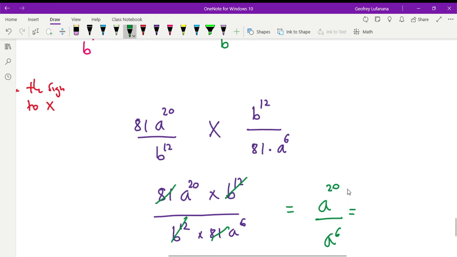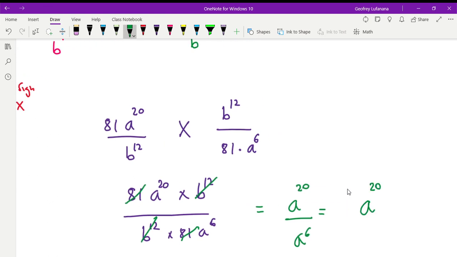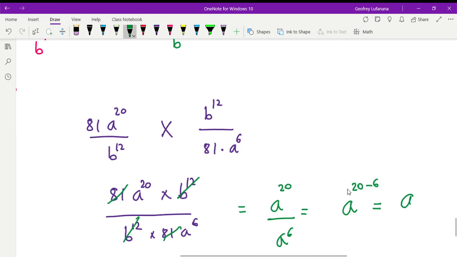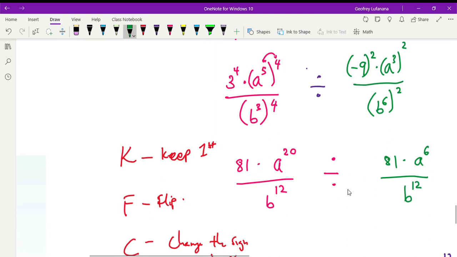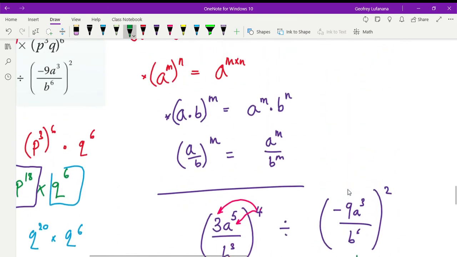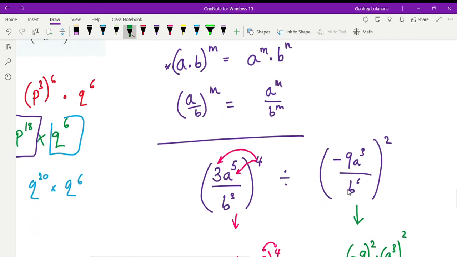And I'll use the division rule. This is A to the power 20 minus 6, which gives me A to the power 14 as my final answer. Now for us to do this, you need to follow the steps carefully and apply the rules as you meet them. Thank you.